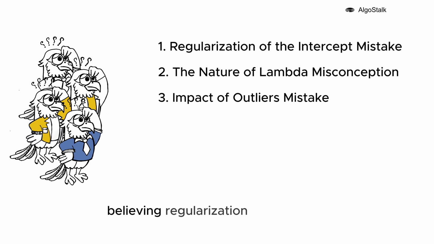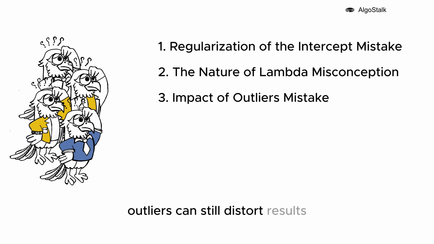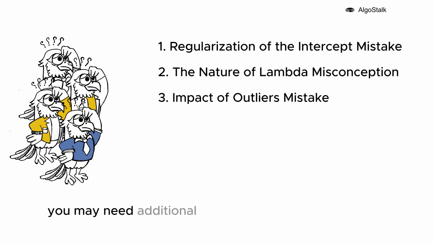Believing regularization fully handles outliers is a common misconception. While Ridge and Lasso help reduce their impact, outliers can still distort results. Always inspect your data, and if outliers are a serious concern, you may need additional methods like robust regression. There will be a separate case on robust regression, link in the description.